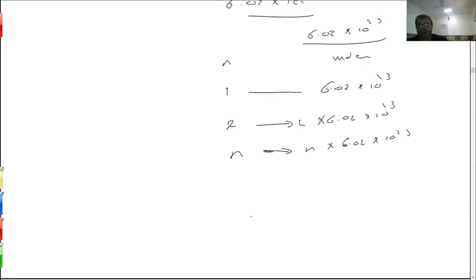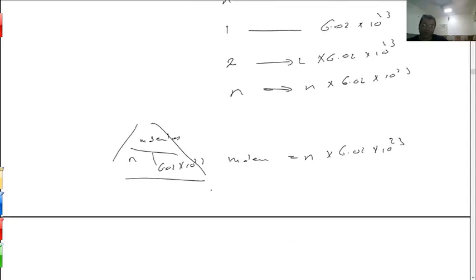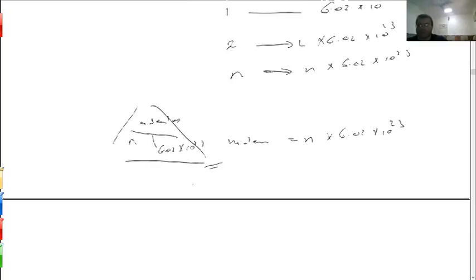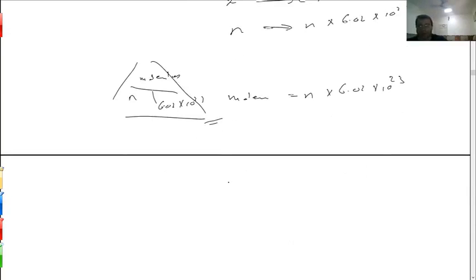From this, you can find the number of molecules, which equals the number of moles times 6.02 times 10 to the power 23. Or you can get the third rule, which is that the number of moles equals the number of molecules over 6.02 times 10 to the power 23. This is the third rule we have, if we would like to get the number of particles or molecules.